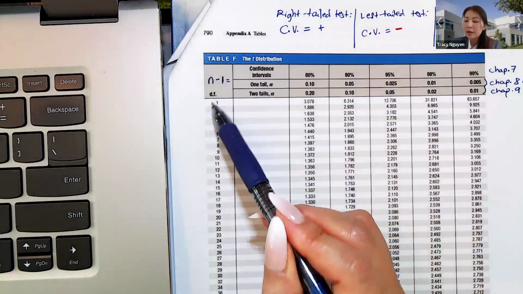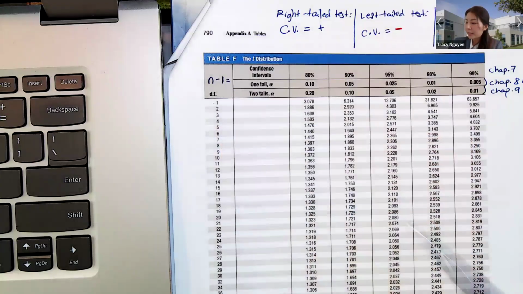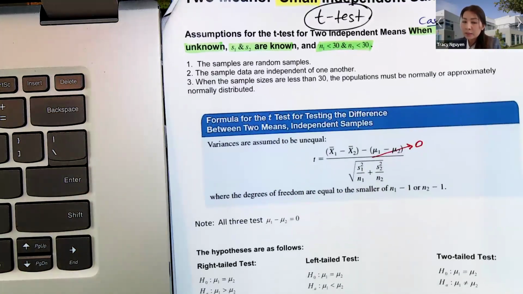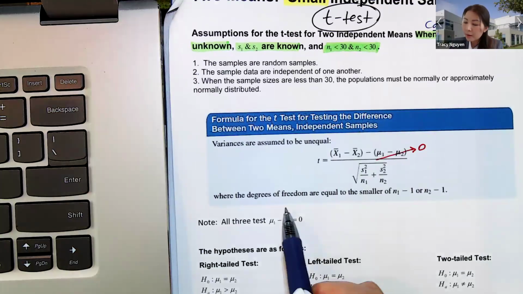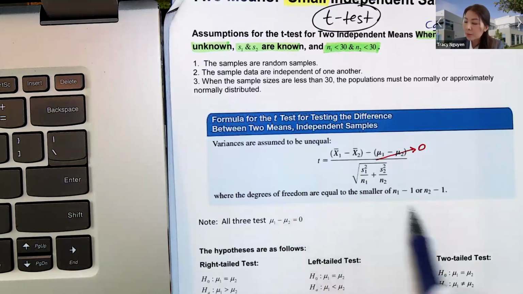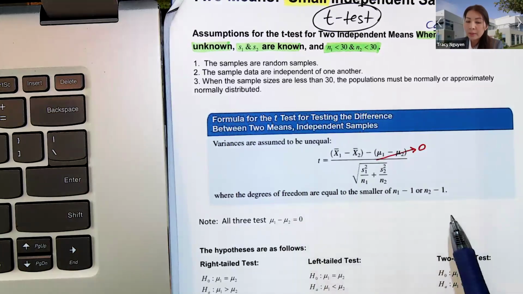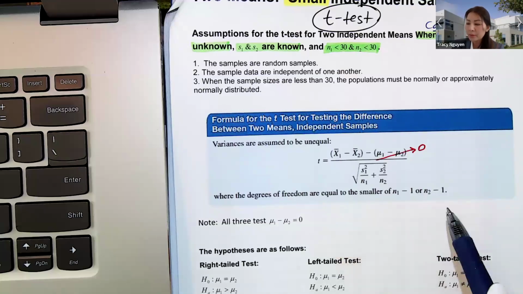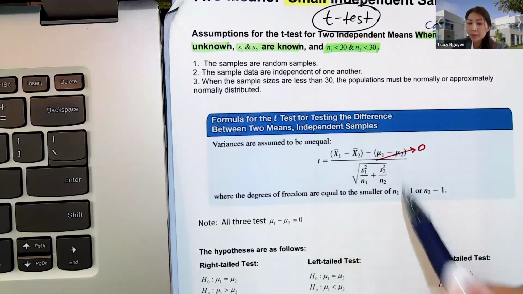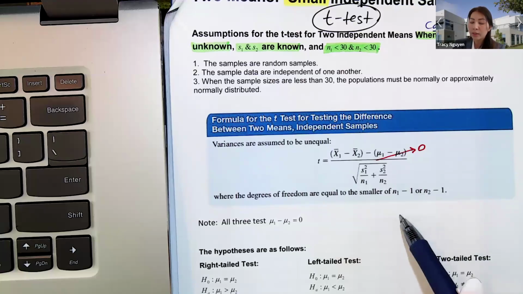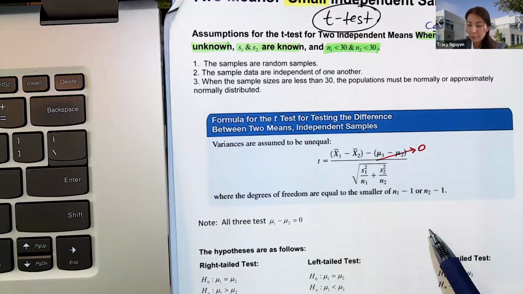So now, the degree of freedom is one less than the sample size. Let's go back to our formula. On the bottom of our formula, it tells us the degree of freedom here. And let's try to understand this. The degrees of freedom are equal to the smaller of n1 minus 1 or n2 minus 1. What does this mean? Because we have two sample sizes, that means we have two n values. We're going to use the smaller n value to find the degree of freedom.